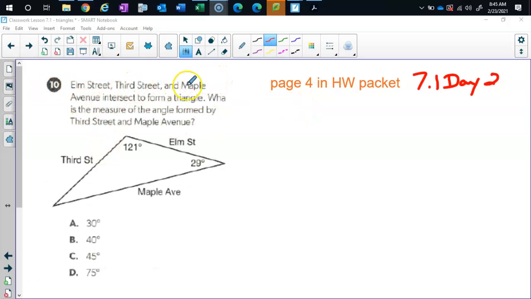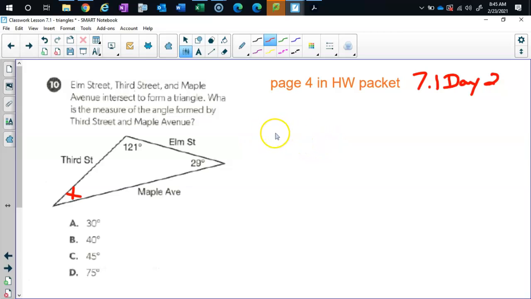Elm Street, 3rd Street, and Maple Avenue intersect to form a triangle. What is the measure of the angle formed by Maple Avenue and 3rd Street? So we're looking for this angle right here. I'm going to call that X. Write an equation, solve, and go.